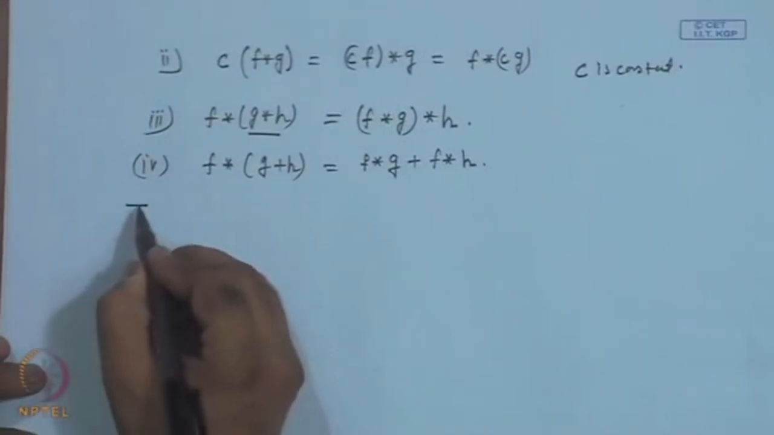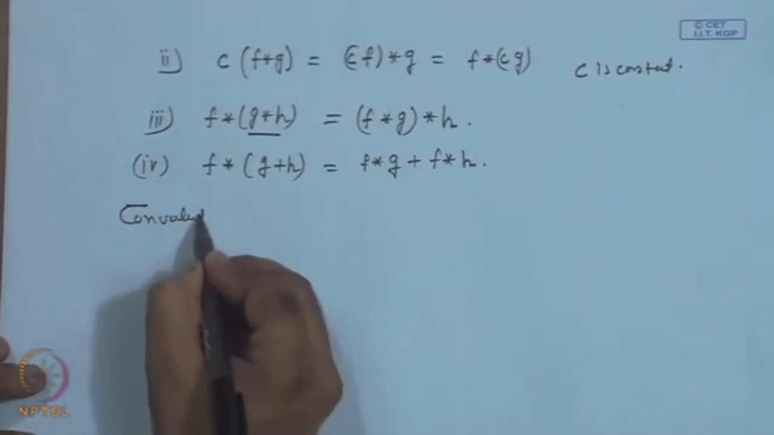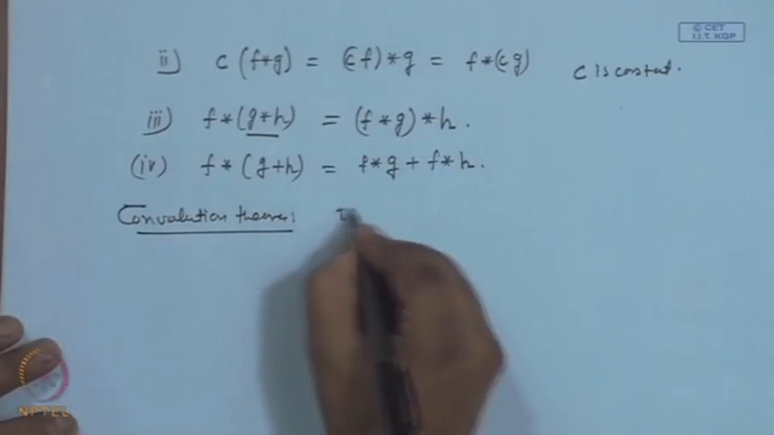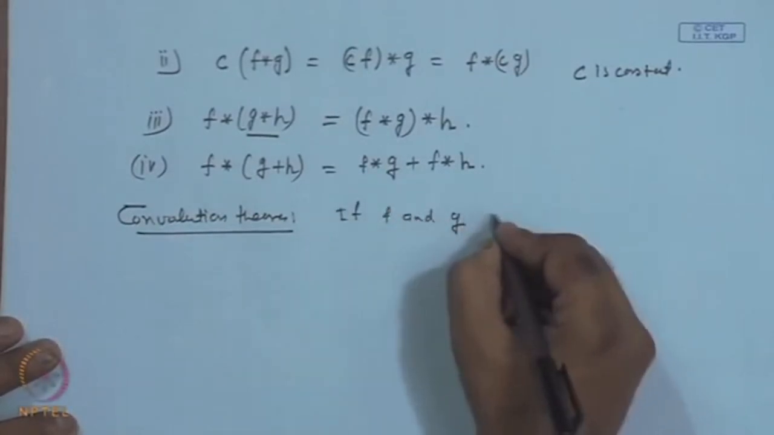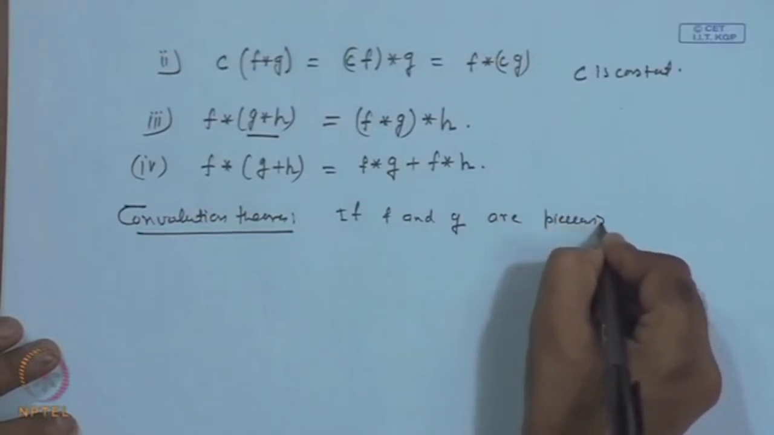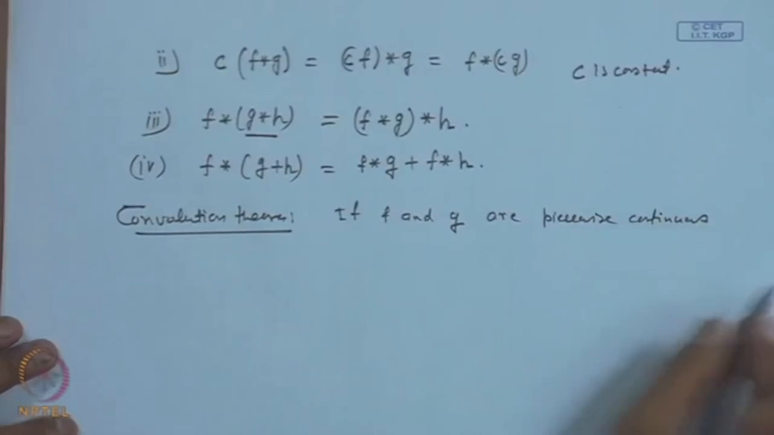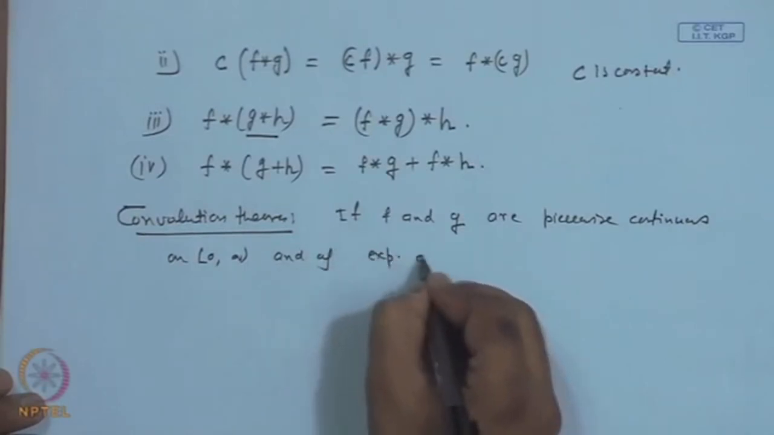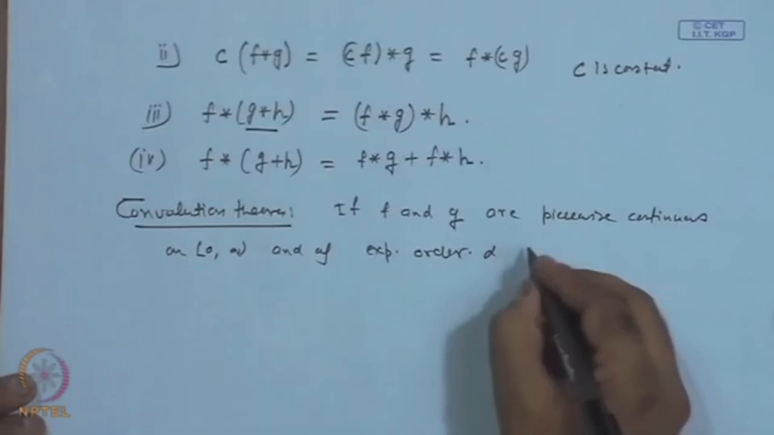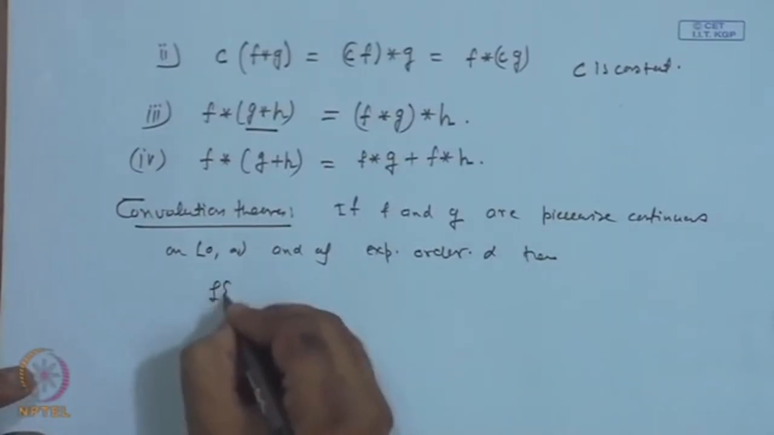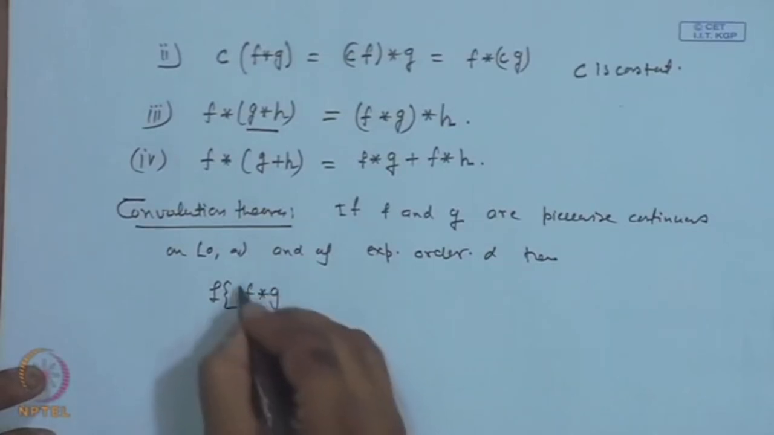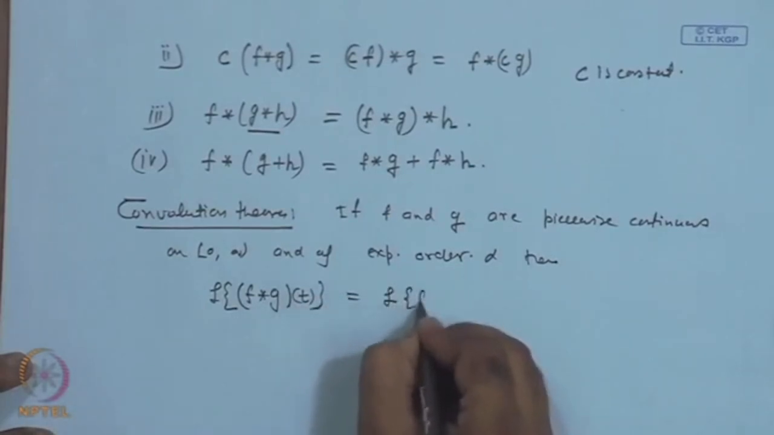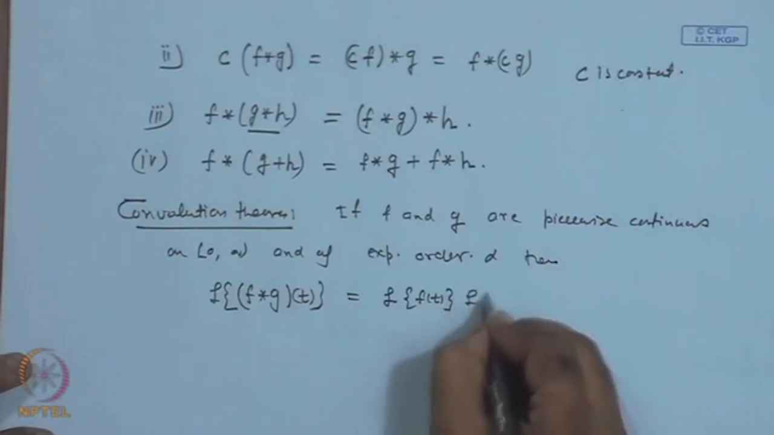Now, we go to the important theorem, and that is the convolution theorem for the Laplace transform. So, if f and g are piecewise continuous on 0 to infinity and of exponential order alpha, then we have a very nice result for this convolution. The Laplace of the convolution of f and g is simply the Laplace of f t multiplied by the Laplace of g t.